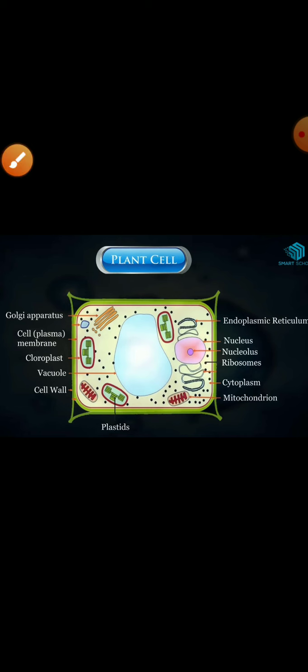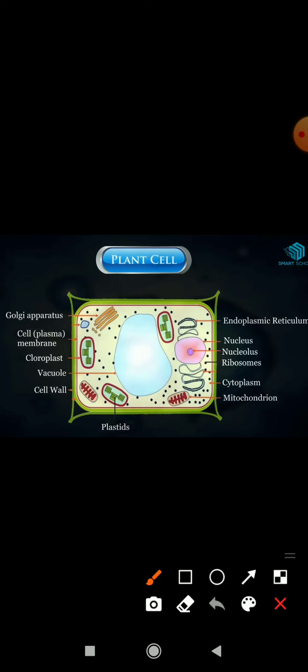Firstly we see the cell membrane, the inner layer of the cell. In plant cell and animal cell, the first difference is that the cell membrane is present in both cells, plant cell and animal cell, but the cell wall is present only in plant cell. That is very important. The cell wall is present only in plant cell and absent in animal cell. So the second one, endoplasmic reticulum.